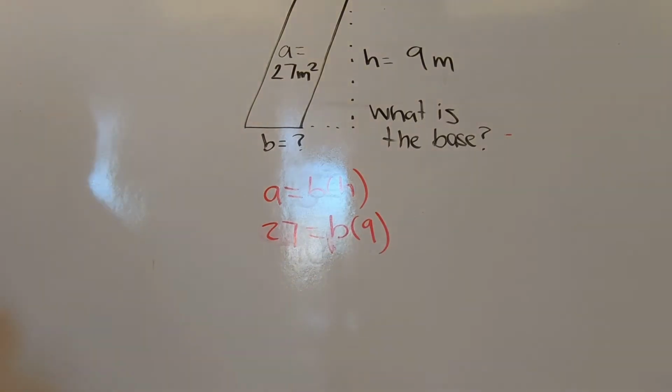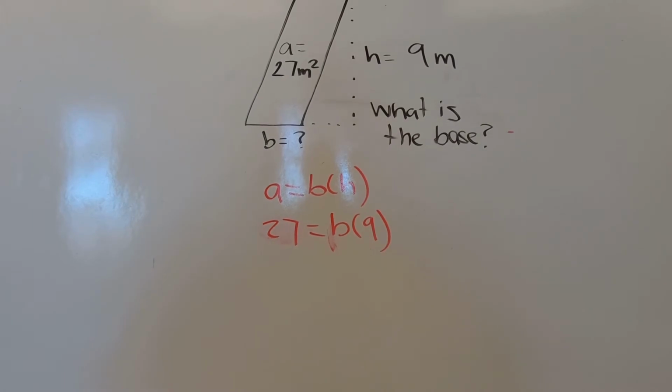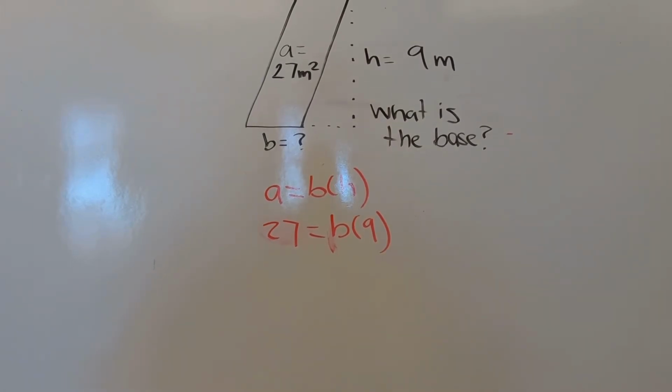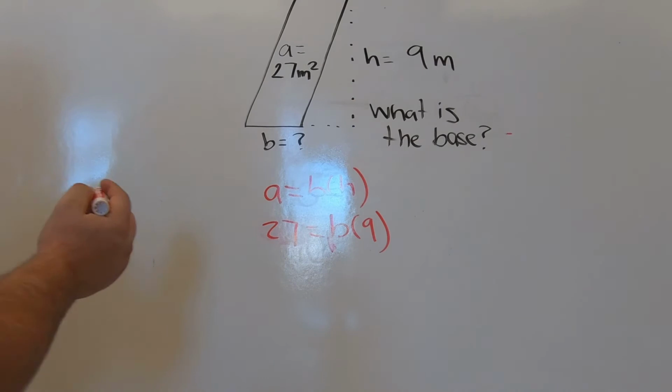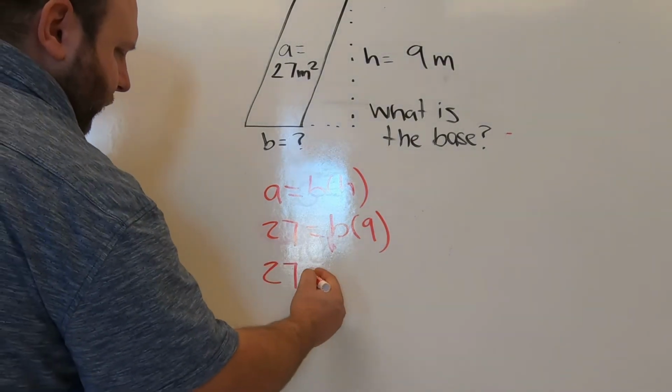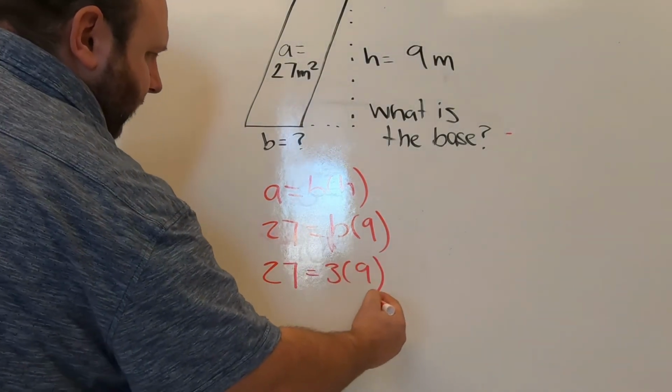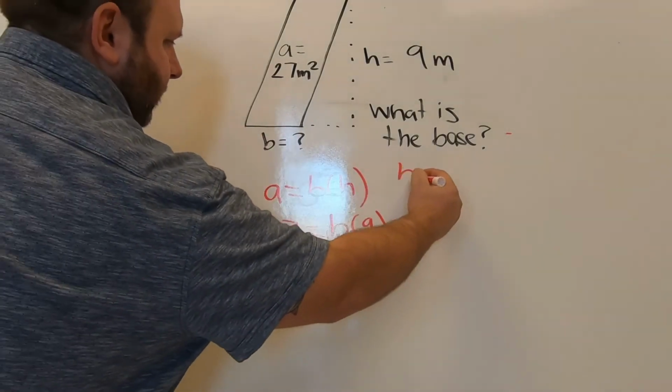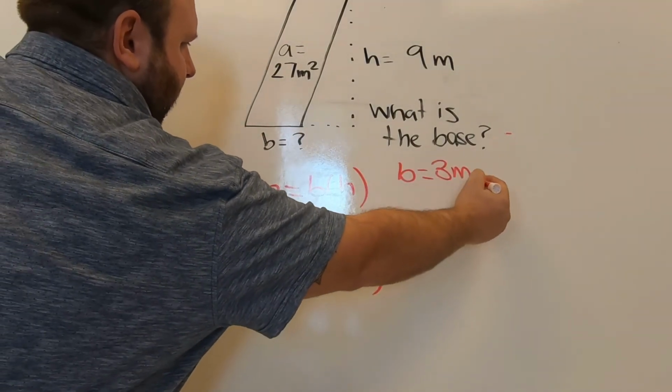So the question is, what times 9 equals 27? Now, you could also do 27 divided by 9, because that will also give you the answer. So I would work with 9s. Well, 9 times 2 is 18. And then 9 times 3, well, look at that. That's 27. So 27 equals 3 times 9, which means the base equals 3 meters.